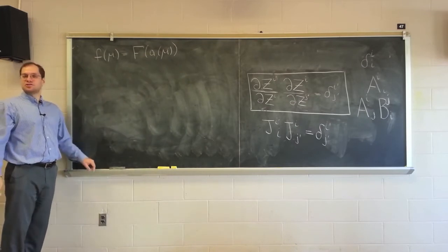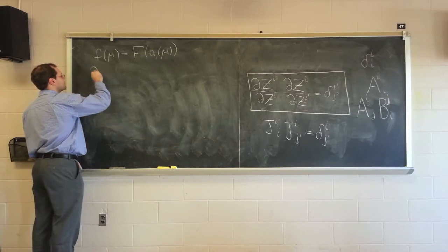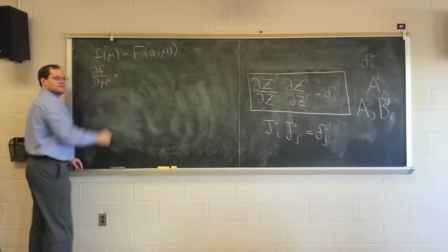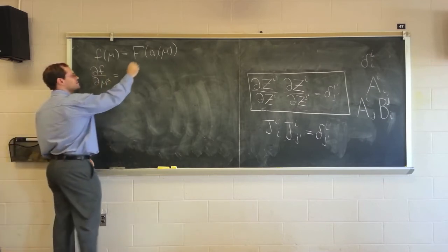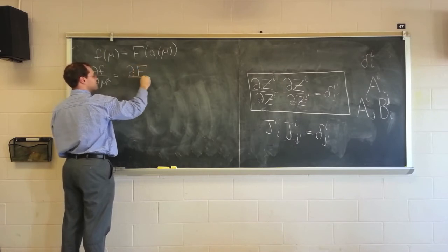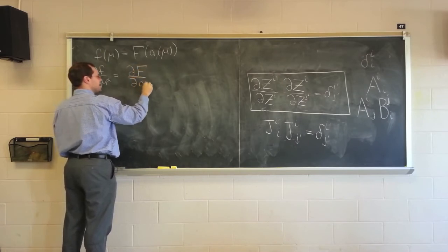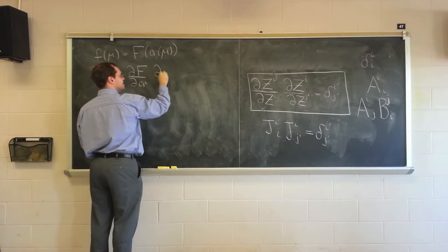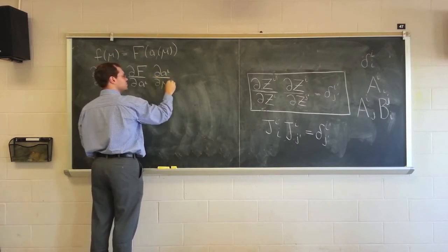Let's take the first order derivative, df d mu alpha. Well, we're super good at this now. It just rolls off your tongue. It's df dai, dai d mu alpha.